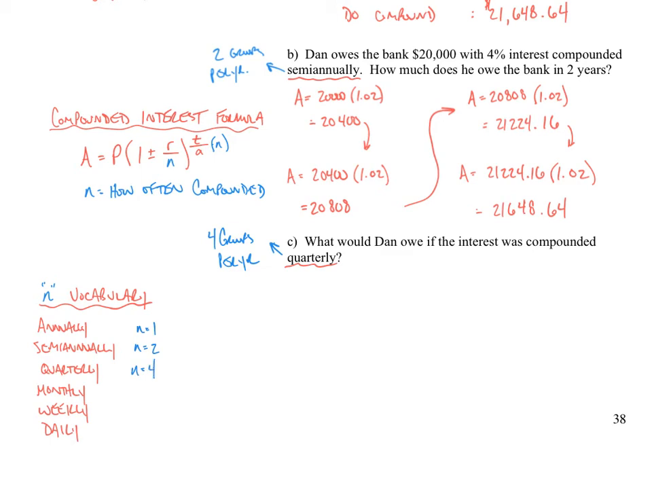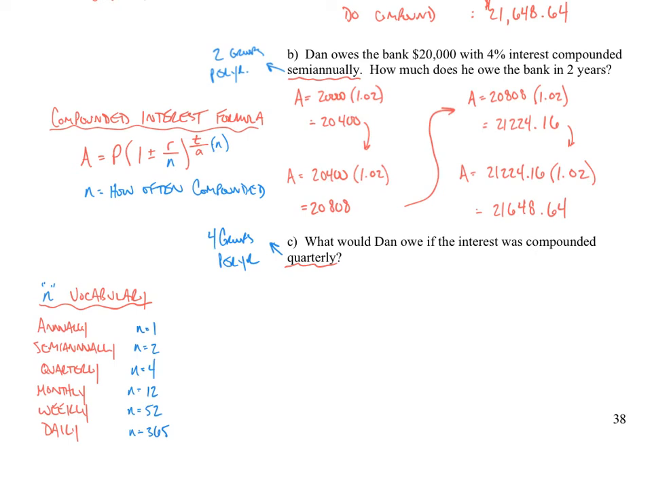If it's monthly, then we're figuring out how many months there are in a year, because we're going to apply this every month, and there are 12 months in a year, so N would be 12. Weekly would be however many weeks there are in a year. Daily would be however many days there are in a year. And yes, there are leap years, but you don't need to account for that, okay? So all of these vocabulary terms are pretty frequently used, and you just have to make sure that you're comfortable using any of them.